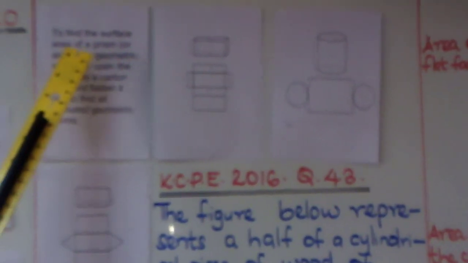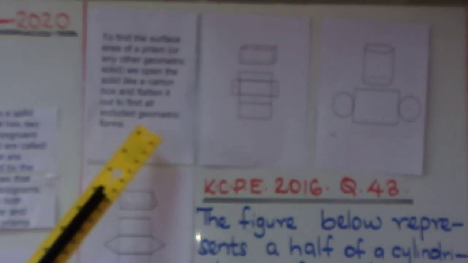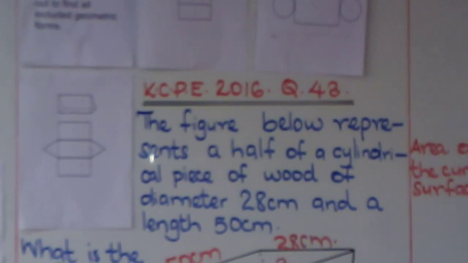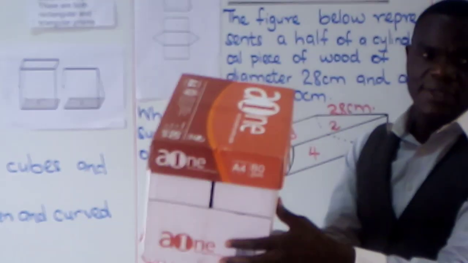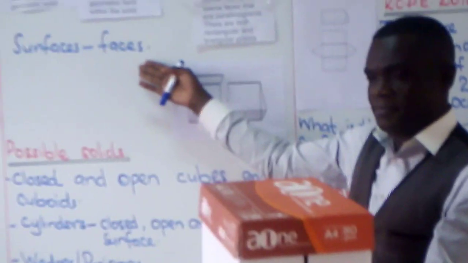To find the surface area of a prism or any other geometry, we open the solid like a carton box and flatten it out to find all included geometrical forms. Now, this is an example of a cuboid. It's a rectangular prism. Like I said, you need to know the number of faces.